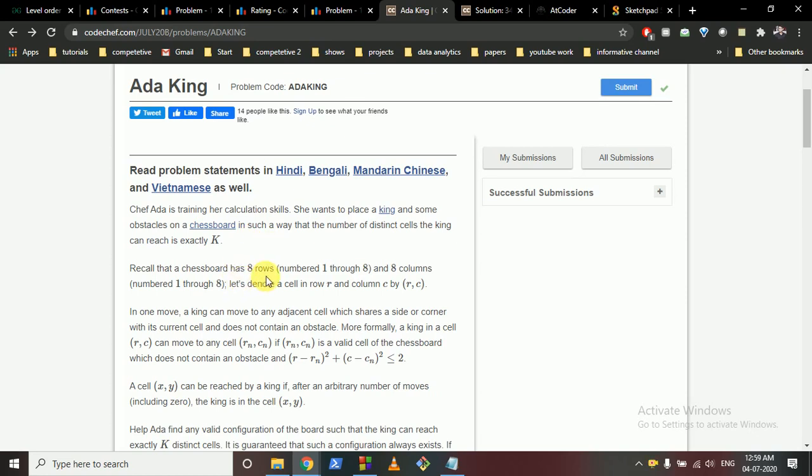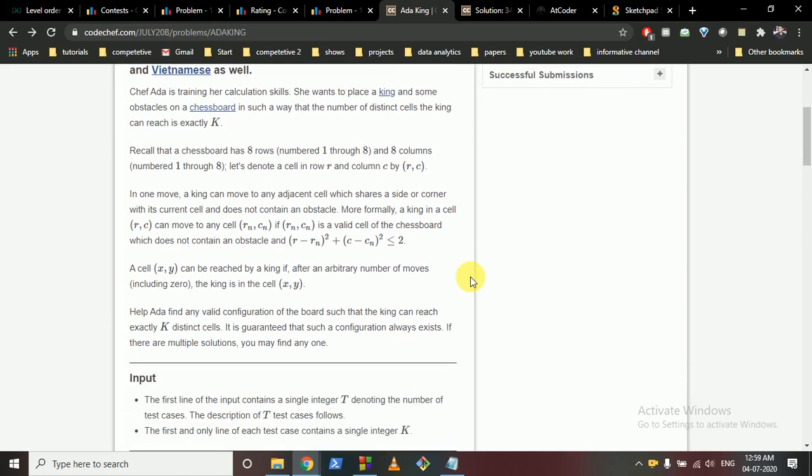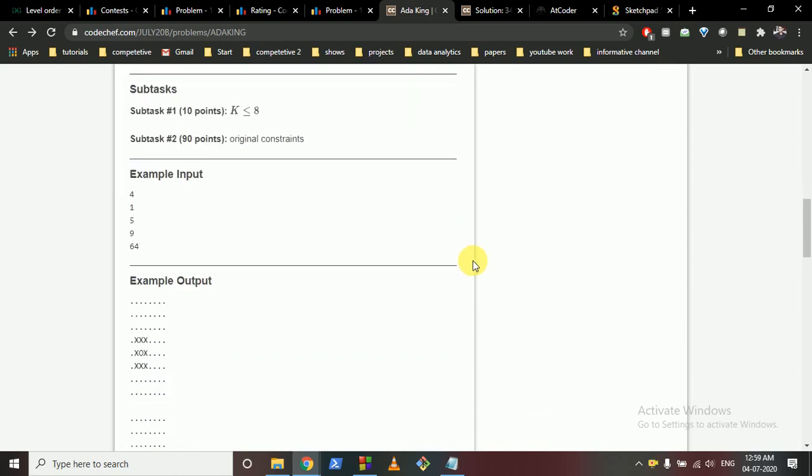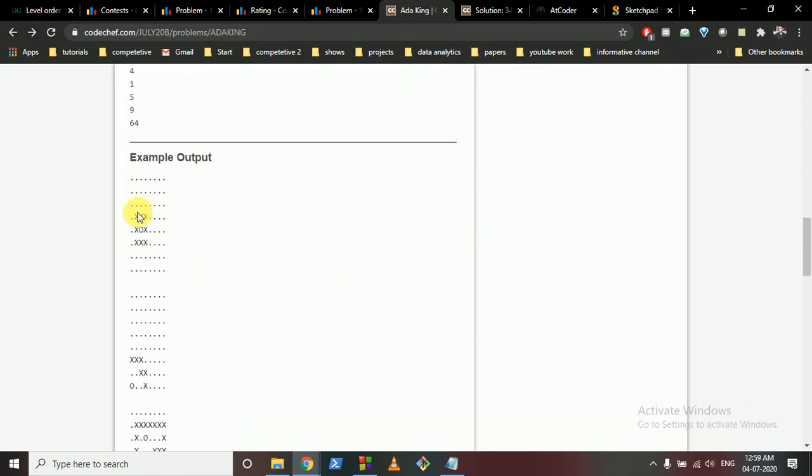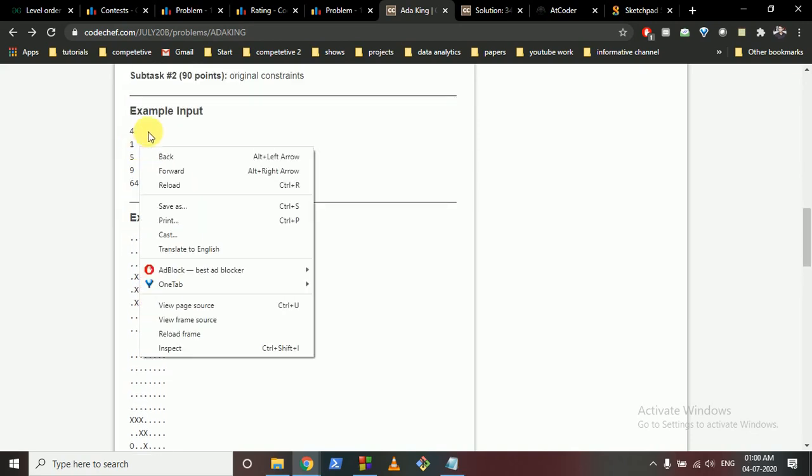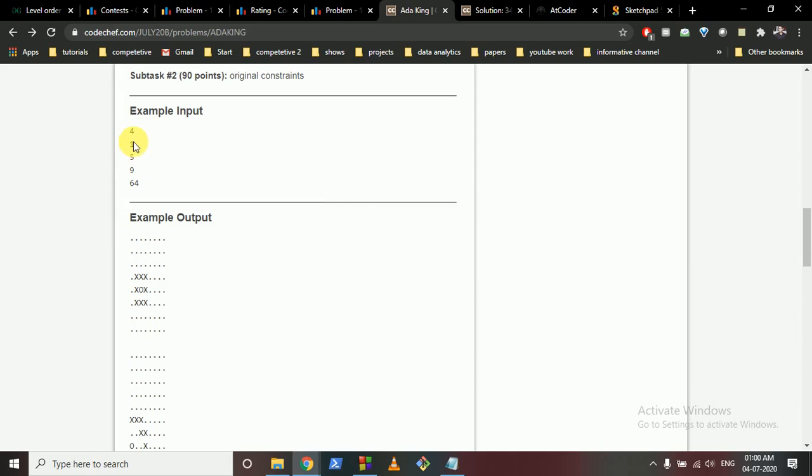A chessboard has 8 rows and 8 columns, and what you have to do here, as you can see in the example, is place one king, and the rest of the cells can have obstacles such that the king can move to only one place. In this second example, the king can move to 5 places, including the place on which the king is: 1, 2, 3, 4, 5. Dots represent the places where the king can move, and X represents the obstacles. The king cannot move onto an obstacle, so he can only move to these places, 1, 2, 3, 4, 5. And same for these positions.